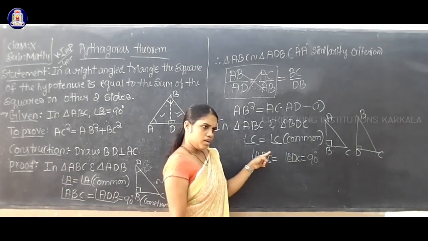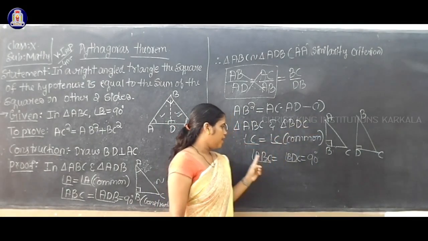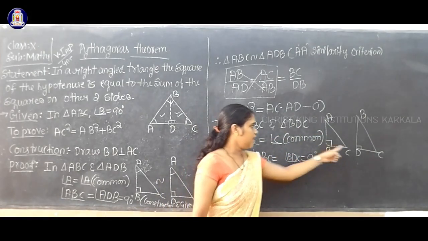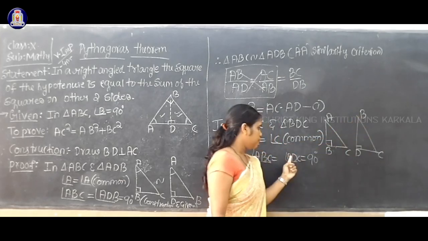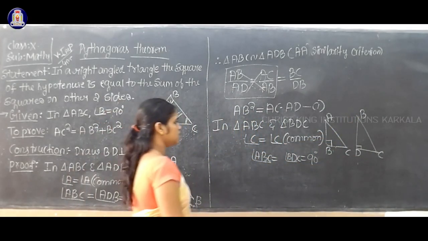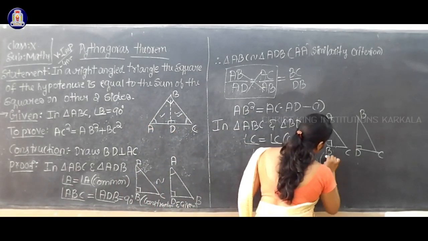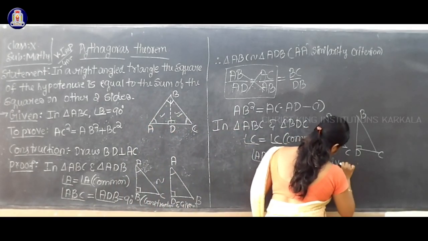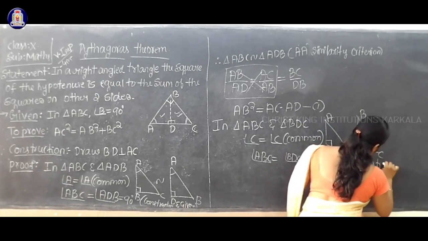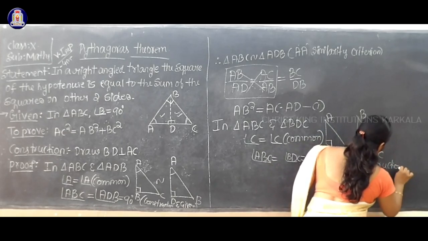Next, complete that angle. A at the beginning, C third point. Next, D at the middle, BC. So angle BDC equal to 90 degree, isn't it? So what is the reason for this? Given and construction. Okay, reason is given and construction.